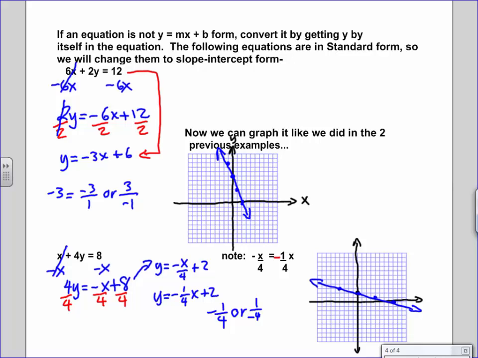Okay, so just remember the easiest way to graph is to put it into slope-intercept form, get y by itself. Remember that if you have an integer, put it over 1 to help you count off the slope, just like -3 was -3 over 1. Okay, that's it for graphing in slope-intercept form.